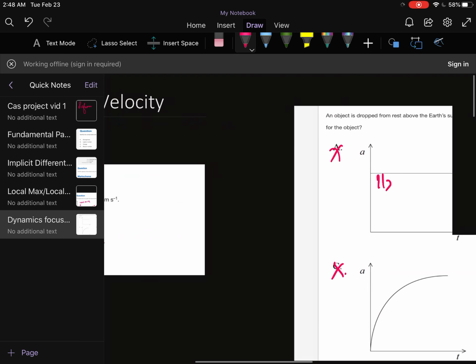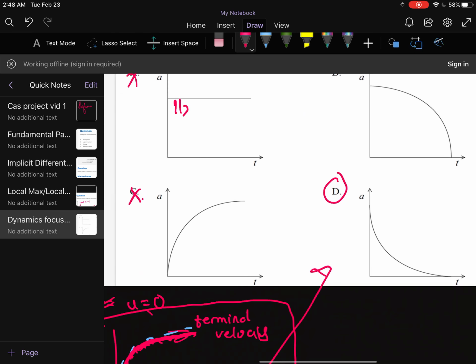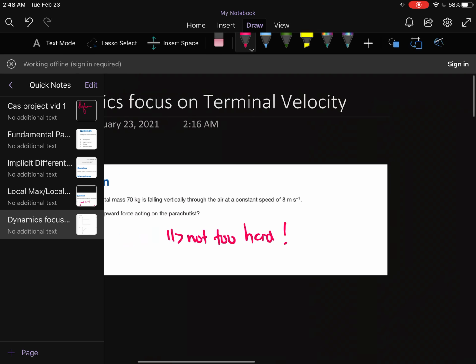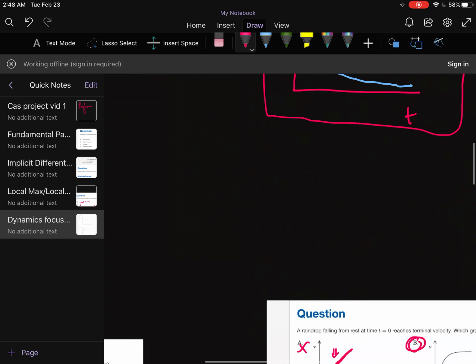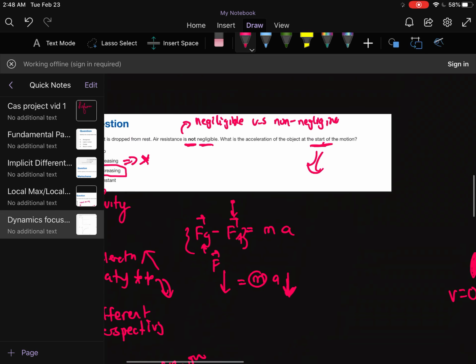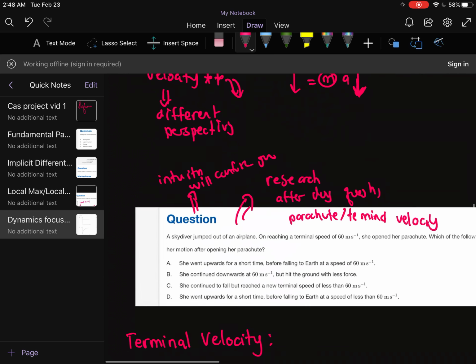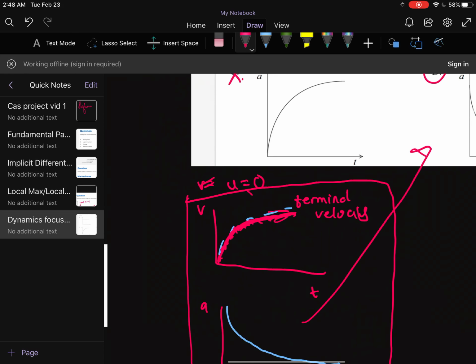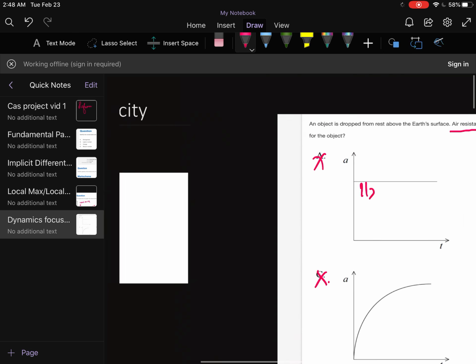Hopefully this has been a comprehensive guide towards terminal velocity and the understanding of drag forces. I think this is more or less what the IB will ask you on paper 1. Paper 2, they'll probably ask you to draw the graphs in a particular case, which I don't think is too bad. All you just need to understand is the VT graph.